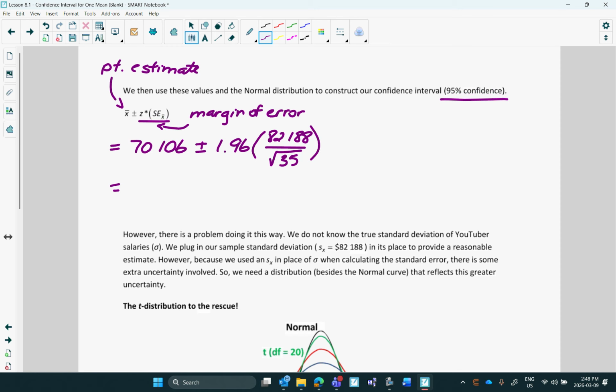So if you calculate all that, you're going to get a confidence interval. We are 95% confident that the true mean is captured by the interval from about 56,000 to just a little bit under 84,000, 83,998.31.